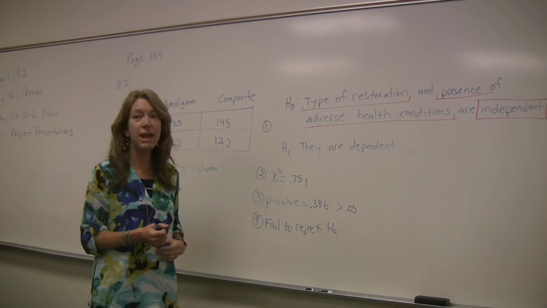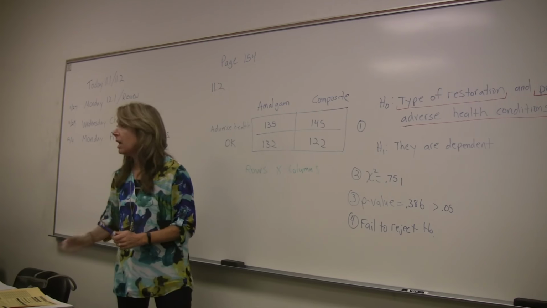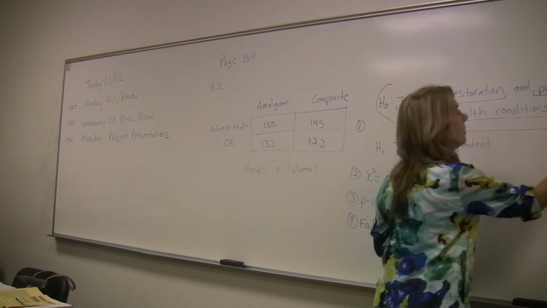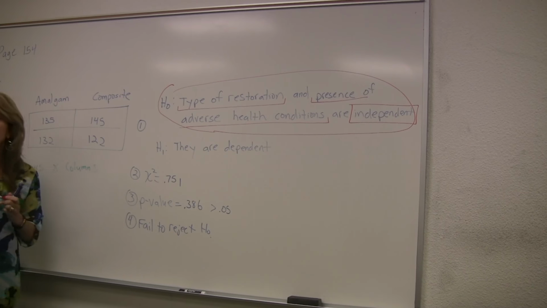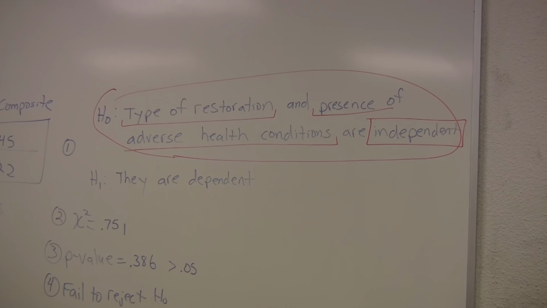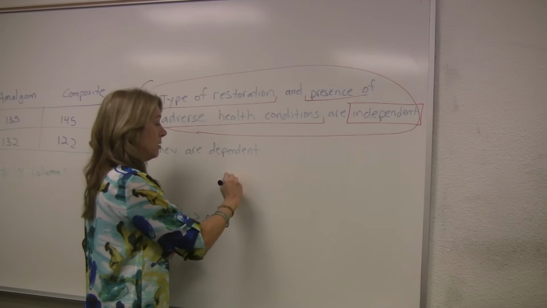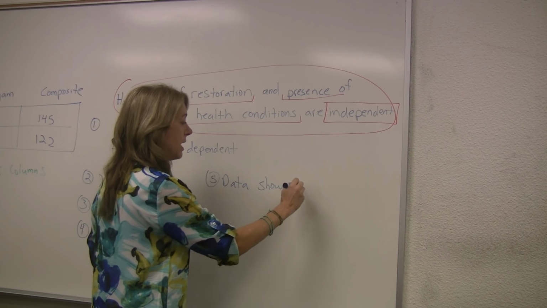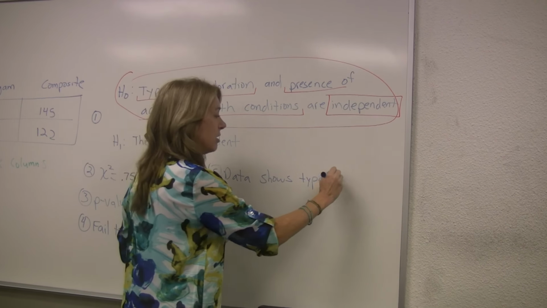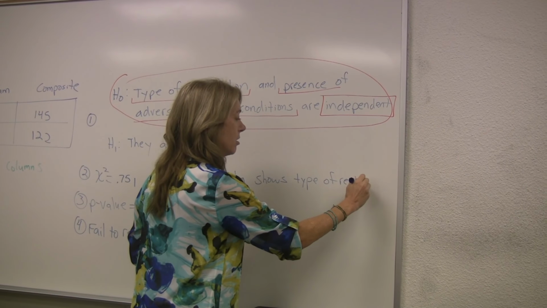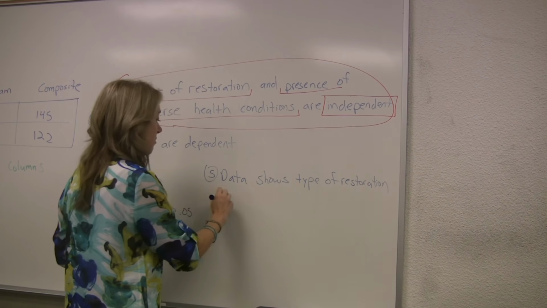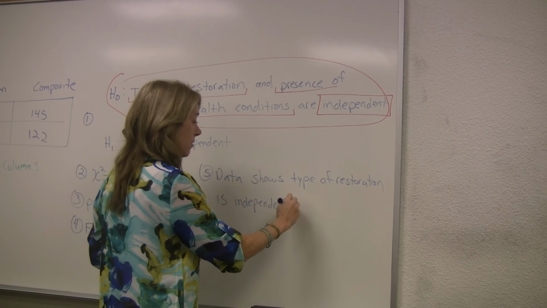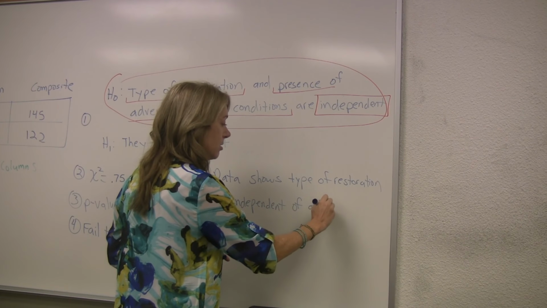Because we failed to reject H0, it shows that they're independent because we did not reject this one. Oops, yeah, that's H0. We didn't reject it, so therefore the data is showing that those variables are independent. Data shows that type of restoration is independent of adverse health reactions.